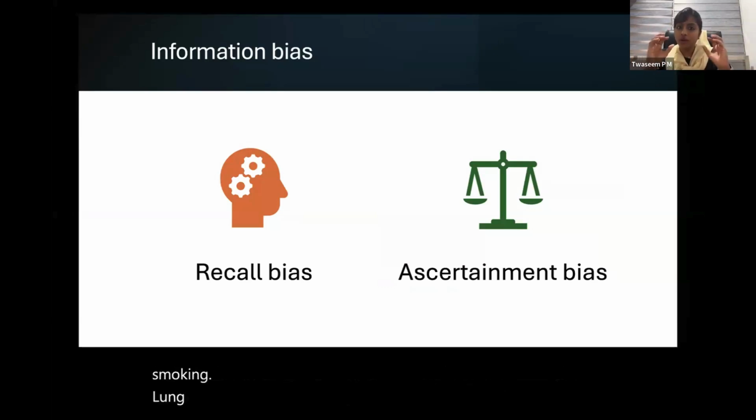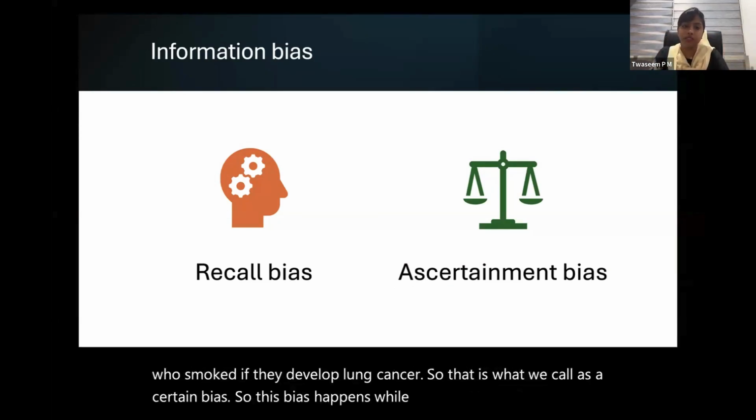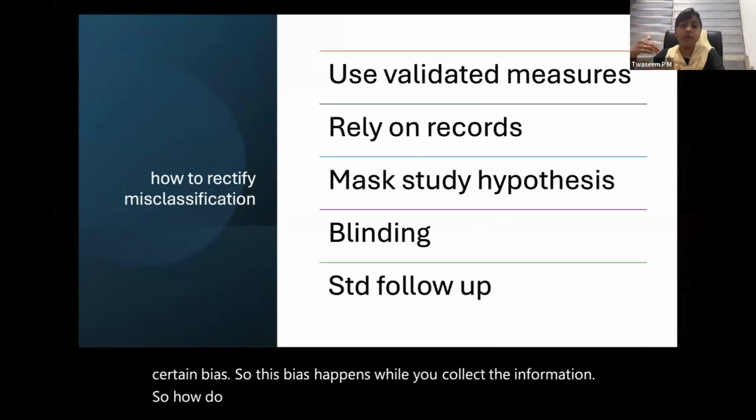So probably I'm going to closely observe the people who smoked to see if they develop lung cancer. So that is what we call ascertainment bias. This bias happens while you collect the information. This information bias is also called misclassification. And how do you address that?